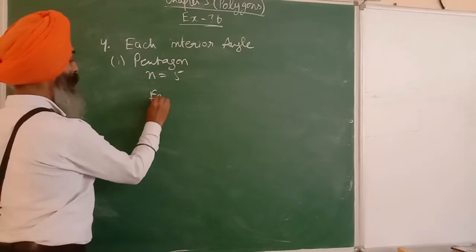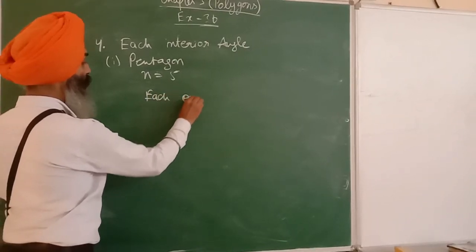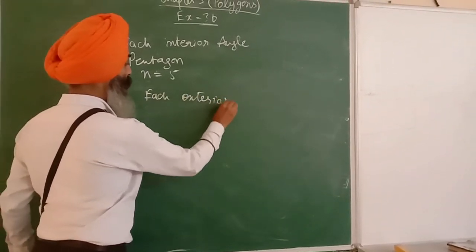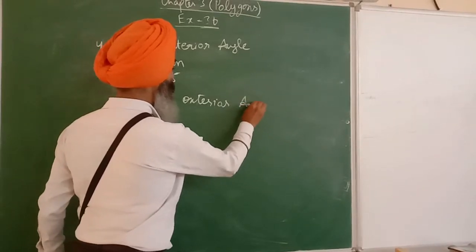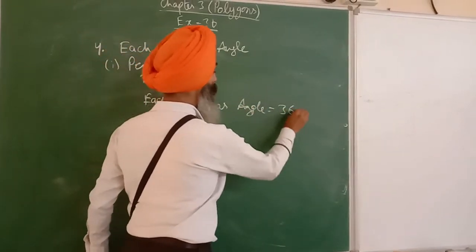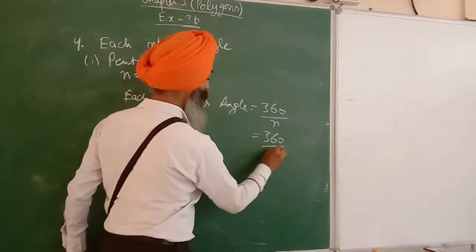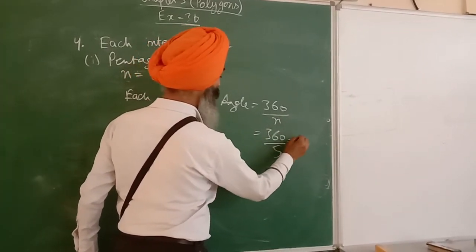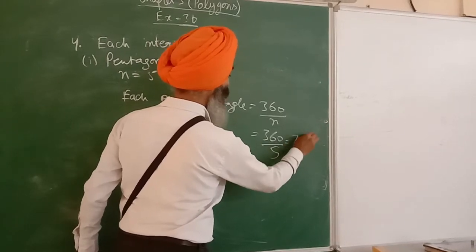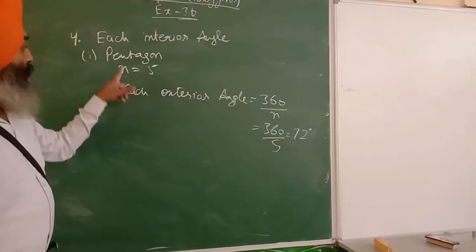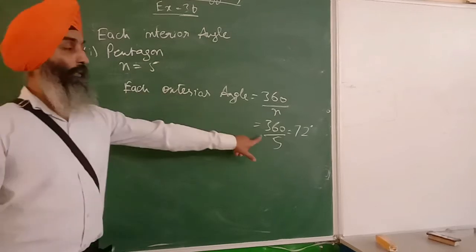Each exterior angle is equal to 360 upon n. Here n is equal to 5. So by putting 5 you get 72. So it means for a pentagon each exterior angle is 72.